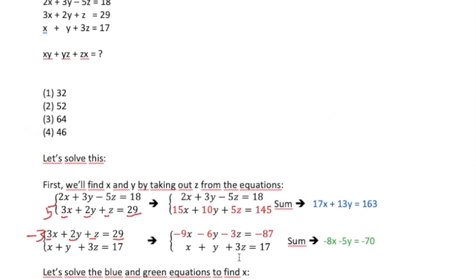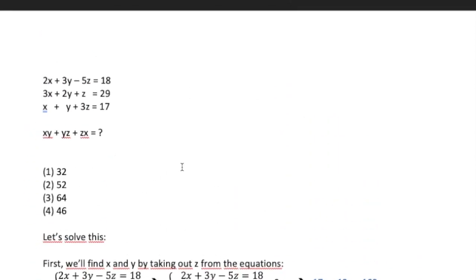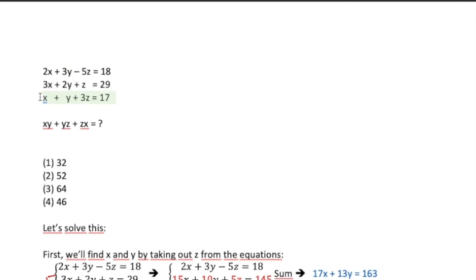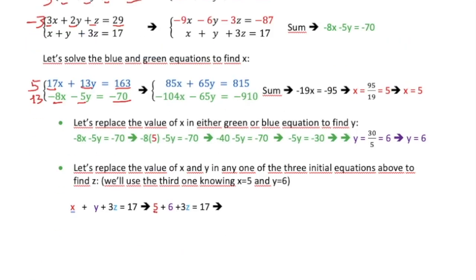How can we use the value of x and y in order to find z? So we can replace the value of x and y in either one of these three equations in order to find z. So let's try with, of course, the simplest one. That will give us 11 plus 3z, and that will give us 17.